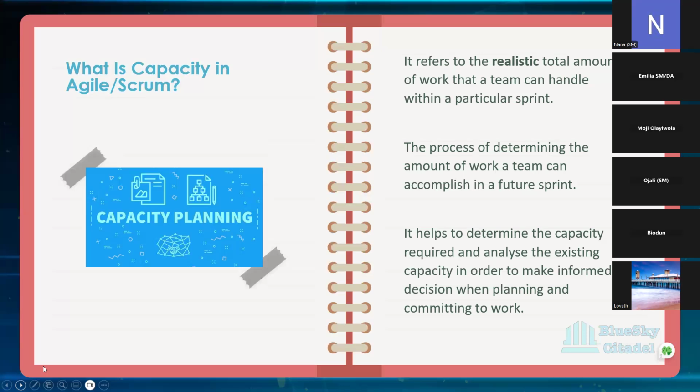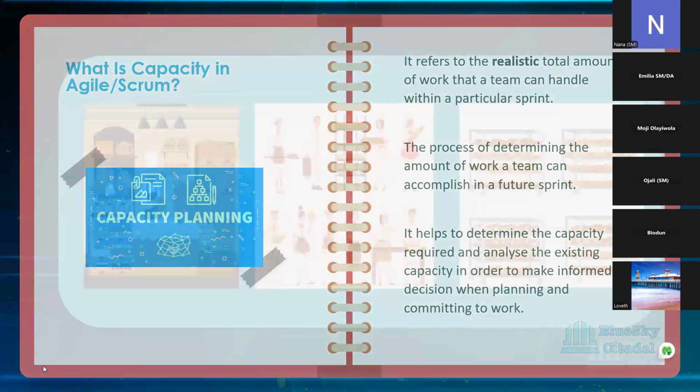Okay, so it helps to determine the capacity that is required. You're able to analyze that capacity, and it helps you make informed decisions when you're planning and committing to work. So it is needed. You can't say, oh, bring the 50, if we don't have the capacity to do it, because we're overworking the team. Or we can say, oh, bring 10, and we have more capacity to handle more than 10, and then the team is just, should I use the word, floating during the sprint and not having work to do, because they have more capacity than the 10 efforts that have been put into the sprint. And these are part of the reasons why we need to plan capacity.